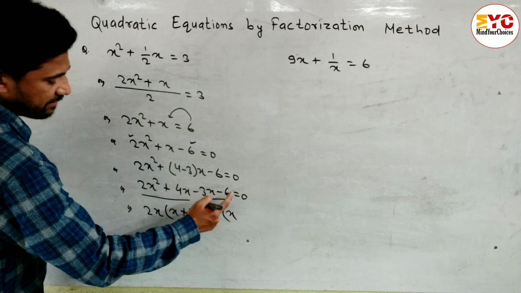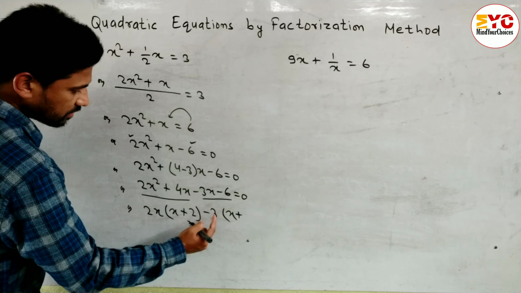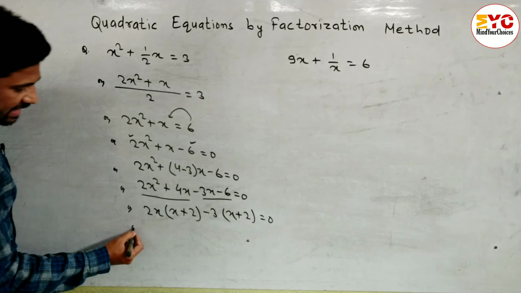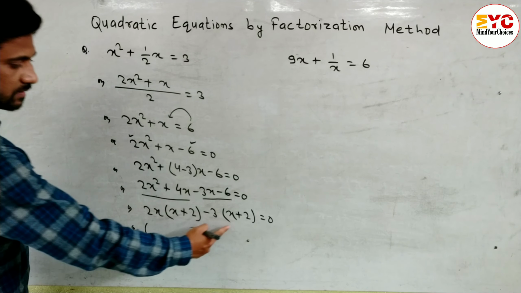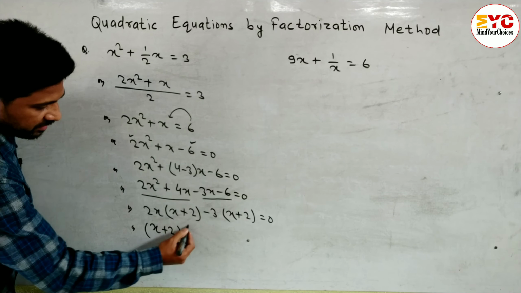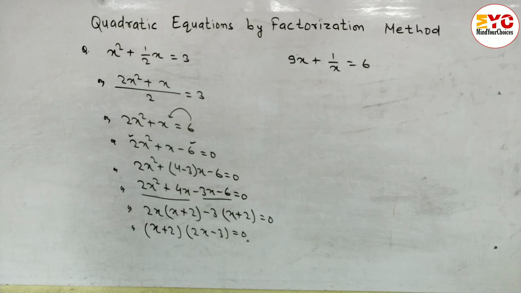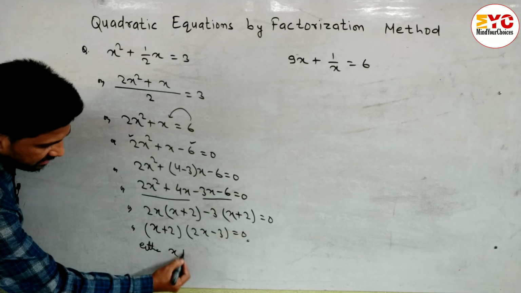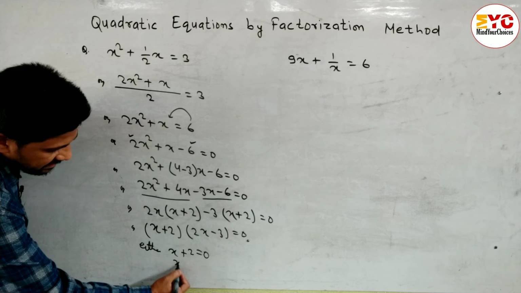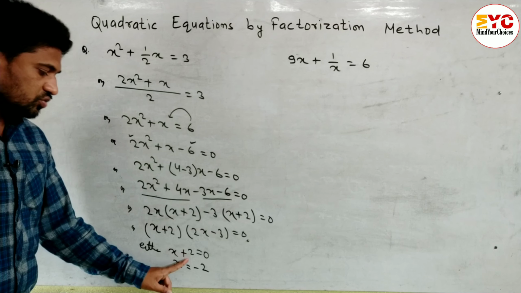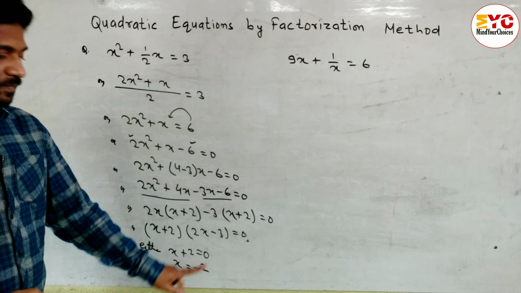Now 2 into which number will be 6? 3 twos are 6, is equal to 0. Now x plus 2 we can take common, remaining 2x minus 3 is equal to 0. Now from here we have to take either-or, and find the value of x. Either x plus 2 is equal to 0, so x is equal to minus 2, because when you take plus 2 to the right side, we change the sign.